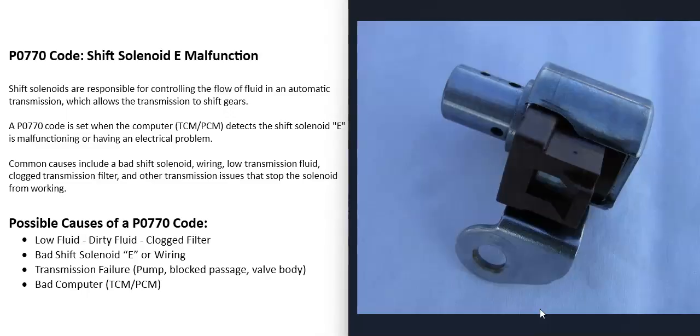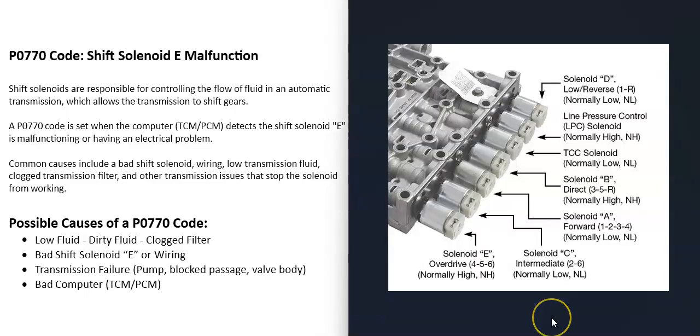The next thing that could cause this is a bad shift solenoid E or the wiring going to it. If you're only getting this P0770 code and you're not getting any other codes, then very likely either that solenoid's gone bad or there's some kind of issue with the wiring going to it. If you do go to work on a transmission with the P0770 code, you will need to get a diagram on which solenoids do what. That way you can locate this shift solenoid E to know which one it is.